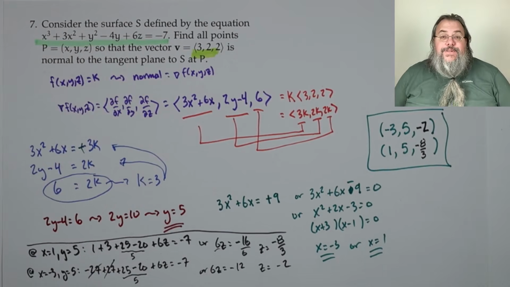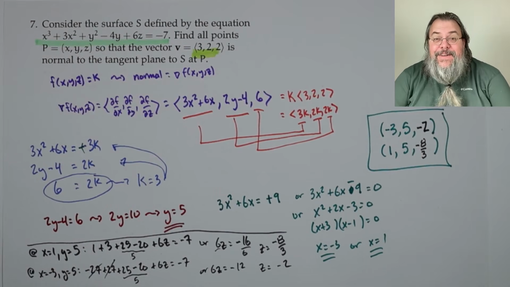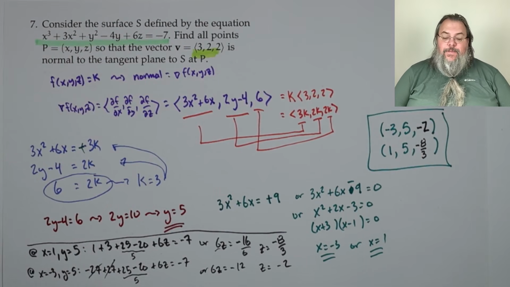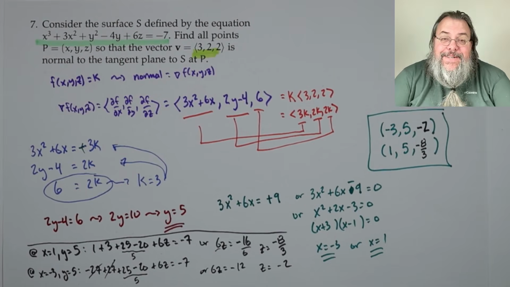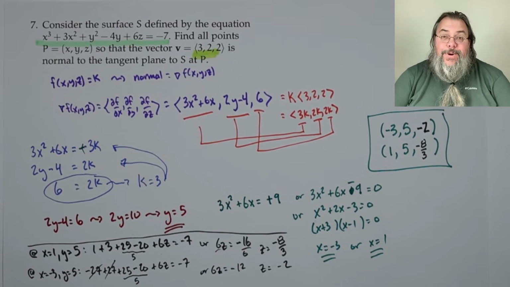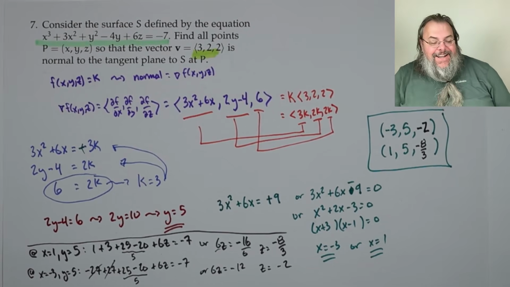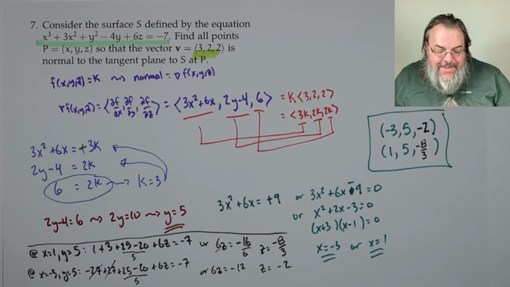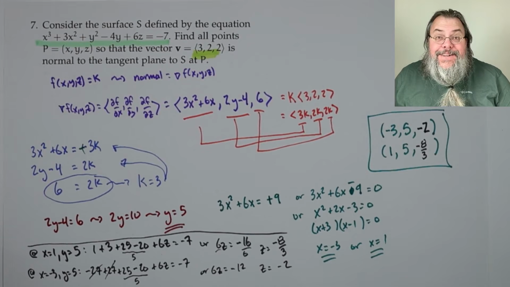So we get the 2 points: (-3, 5, -2) and (1, 5, -8/3). All right, and those are our 2 points. Woohoo! Good. And let's keep moving on.